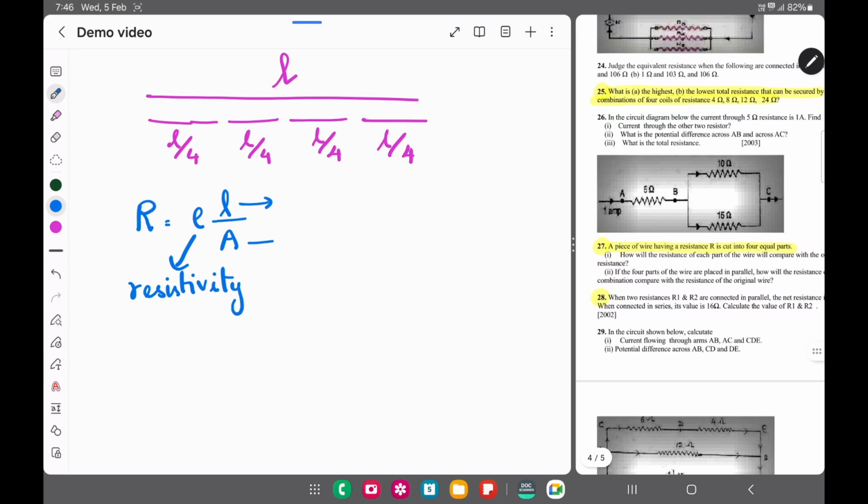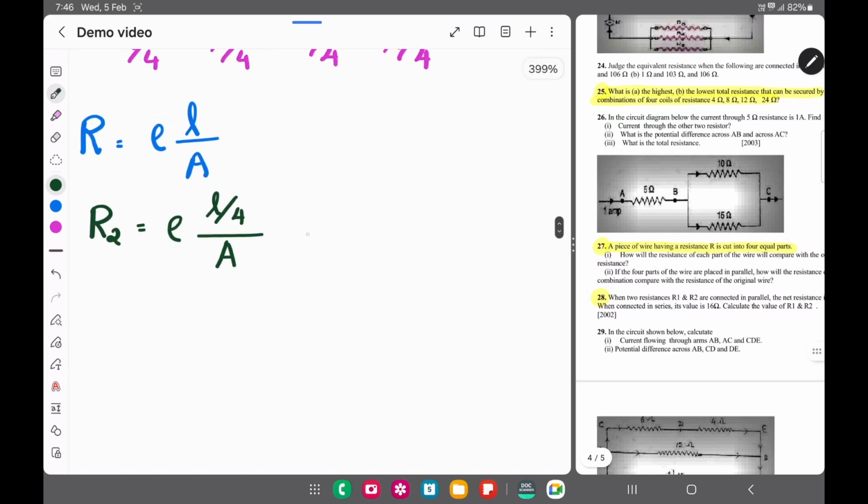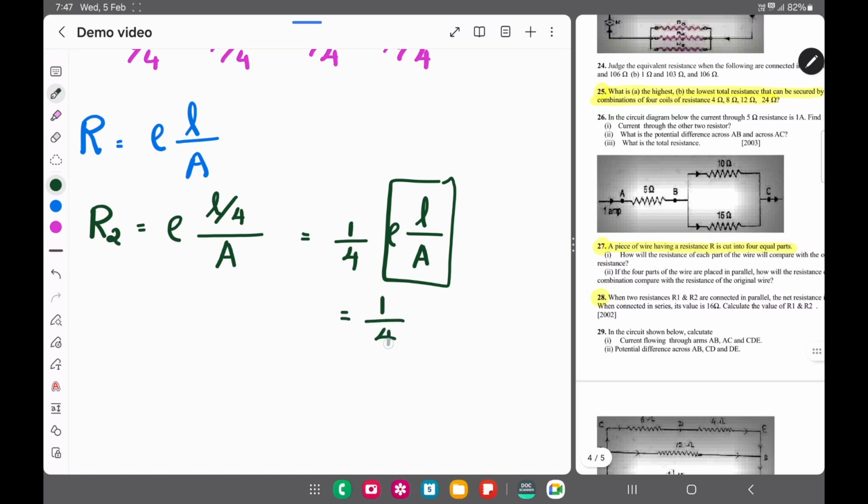So now resistance R is equal to rho L by A is written. What is the new resistance? Let's consider the resistance of each individual wire to be R2. Since it is still made of the same material, the resistivity is still rho, and the length becomes 1/4 of the initial length, and the area of cross section has no change, so it's still A. If you simplify this, you will get 1 by 4 times of rho L by A. That rho L by A is the resistance of the initial longer wire. So it is 1 by 4 times of R.